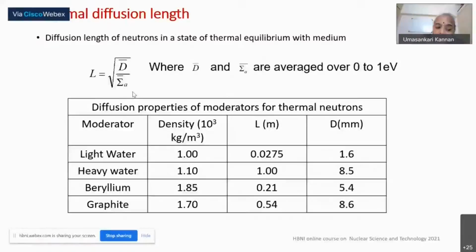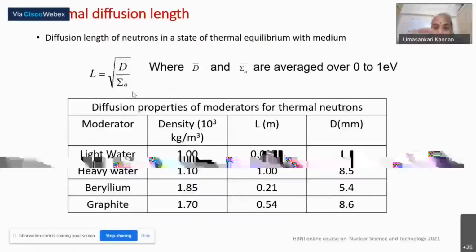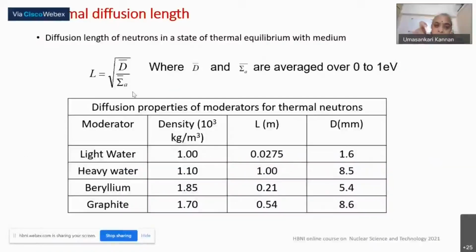So it diffuses over these distances until it is going to get captured by a nucleus. So diffusion length can be understood as the length or the distance over which a thermal neutron travels before it is getting absorbed. This is dependent upon the material properties, or properties of the medium, which is nothing but your D and sigma A here.